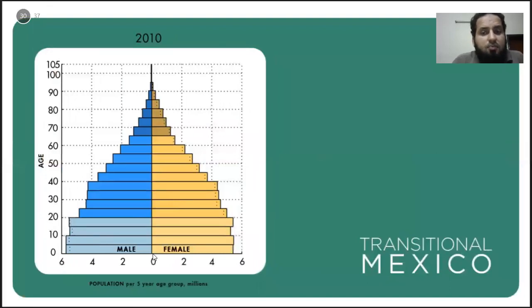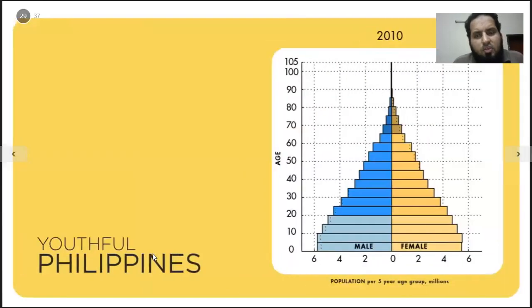Actually, Mexico is transitional. It has entered stage 3. This is stage 2, or almost stage 2, and after stage 2 it is entering stage 3, where you can see that more children are being born, and then as we move up, the number of people gets reduced because people die. Therefore, as we move to the next age group, there are fewer people than in the previous age groups.